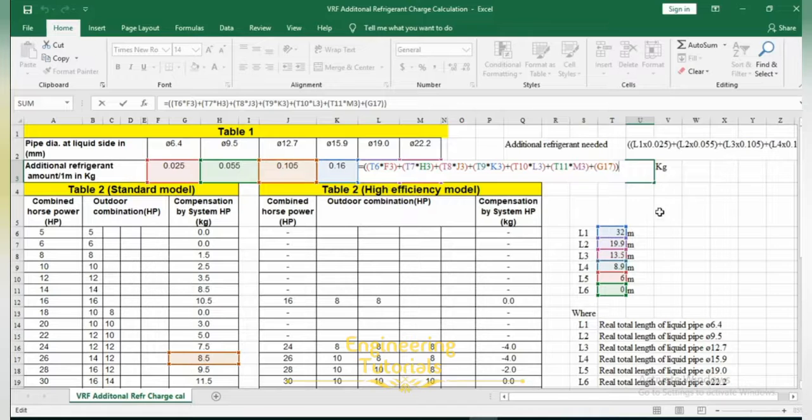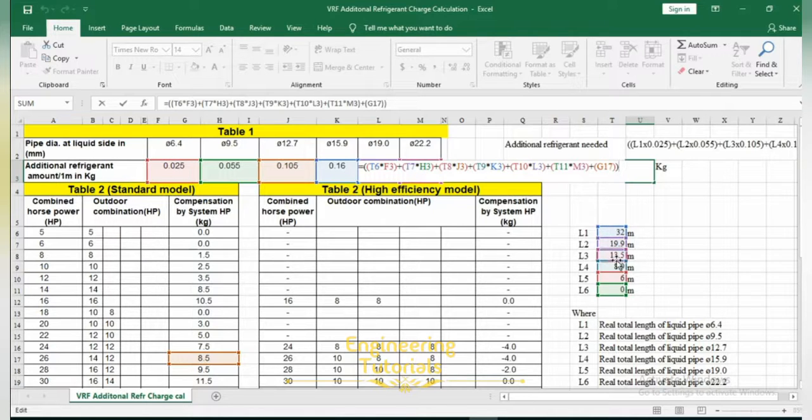So in the same way, length L3, that is 13.5 meter used here, and the additional refrigerant needed is 0.105 kg per meter length of dia 12.7.